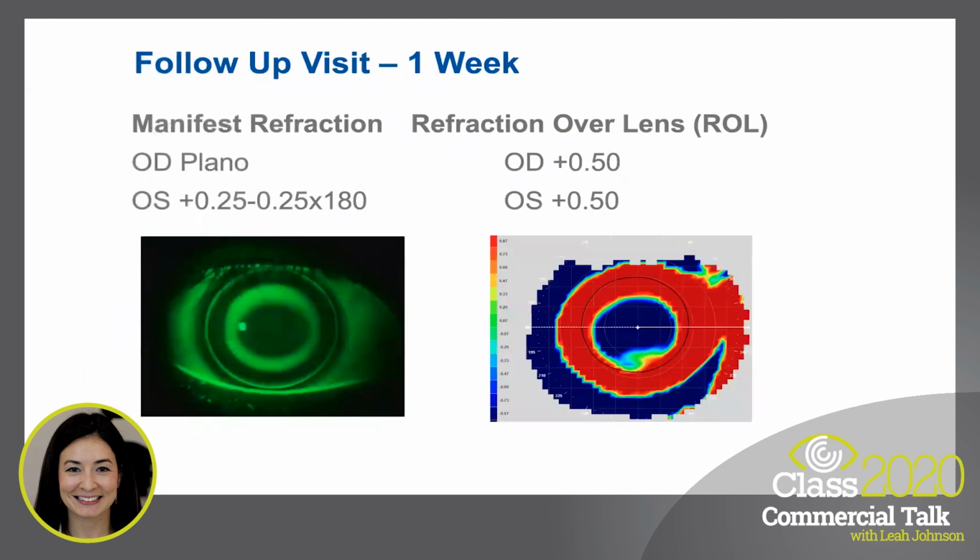So we have her come back in 1 week, and now her right eye is plano and her left eye is about +1/4. So this is very acceptable in terms of the vision we are trying to achieve for 20/20 vision. Her refraction over the lens, once again, is a +50.